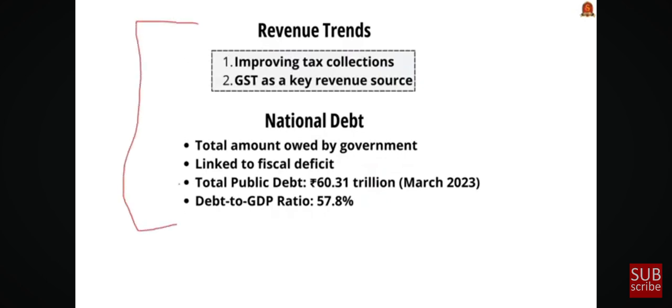See, the present total public debt comes around 60.31 trillion Indian rupees as of March 2023, and the debt to GDP ratio is 57.8%. See, these kinds of facts will be coming very handy in UPSC prelims questions also, because a trend based analysis question has been part of recent UPSC prelims. So please have a look at this.